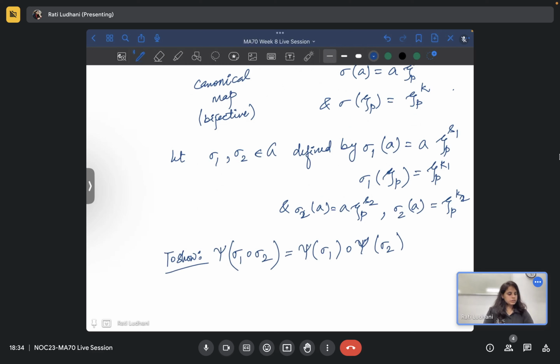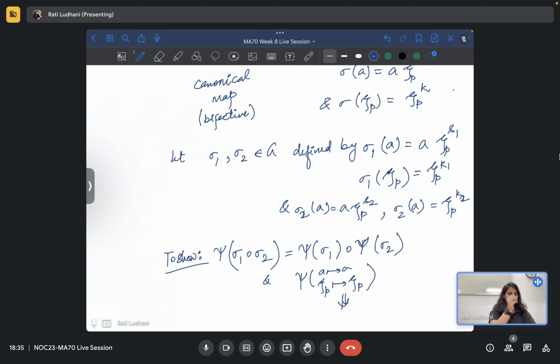Okay, and note that identity goes to identity of this, so that is fine. Because what is identity? Identity means a goes to a, and zeta p goes to zeta p. It maps to itself.